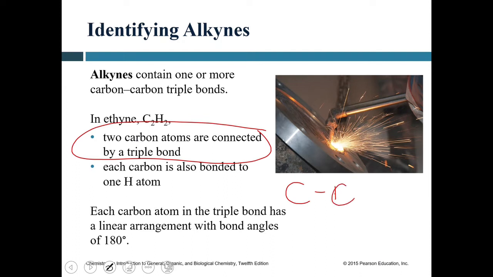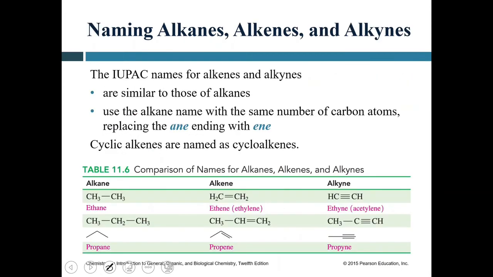So you have this, and then each carbon is also connected to a hydrogen. So here you have a typical linear arrangement where bonds have an angle of 180 degrees. Now what about IUPAC names? The names are similar to those of alkanes.